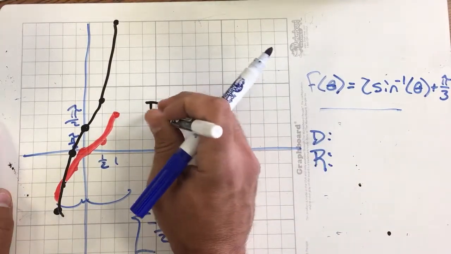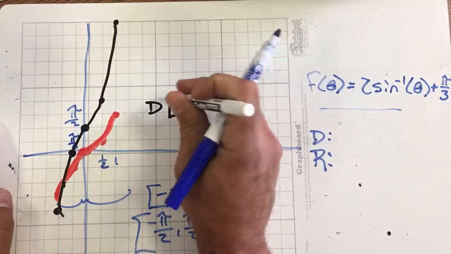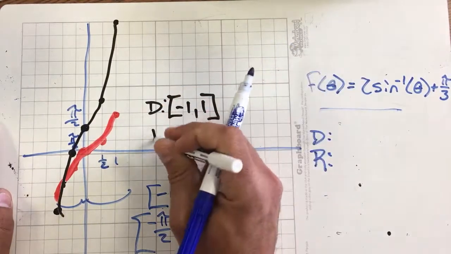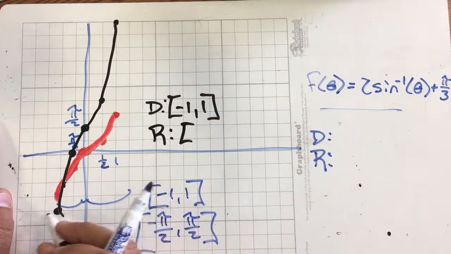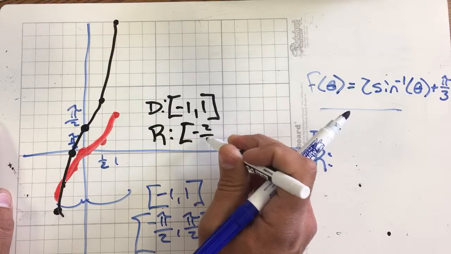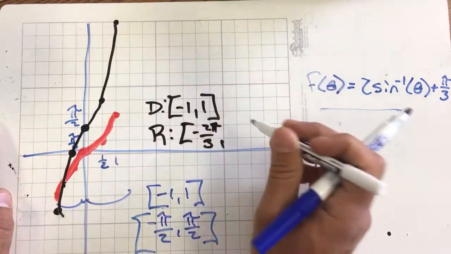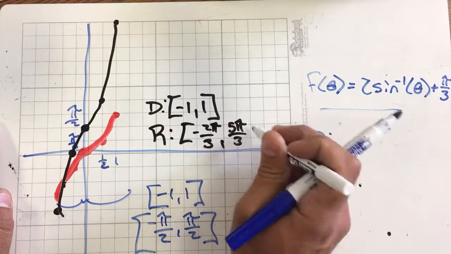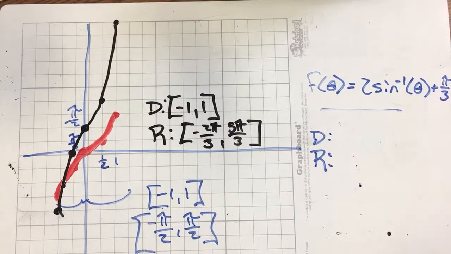So my domain is going to be all of my x's, which didn't change. So -1 to 1. And my range is going to be all of my y's, which goes from negative 2 pi over 3 to 5 pi over 3. So that's really all that we're going to be doing today. You don't have to do the graph.